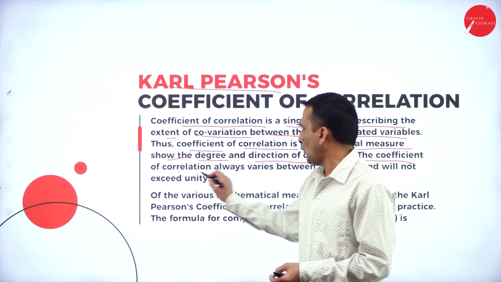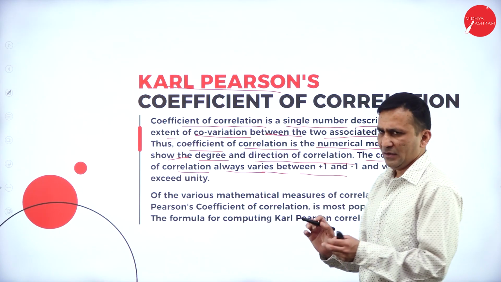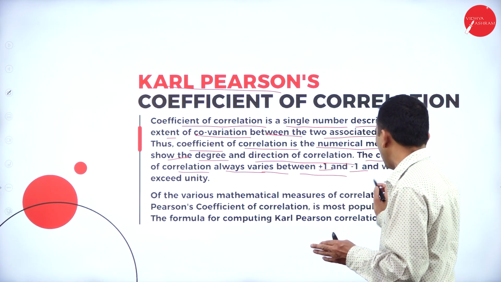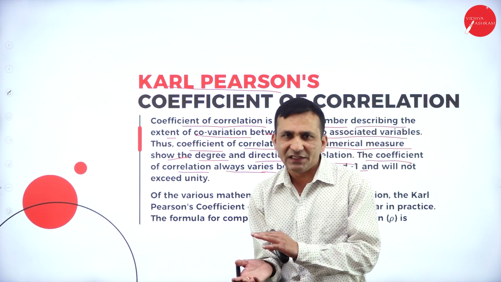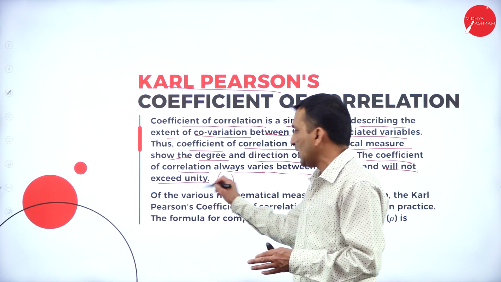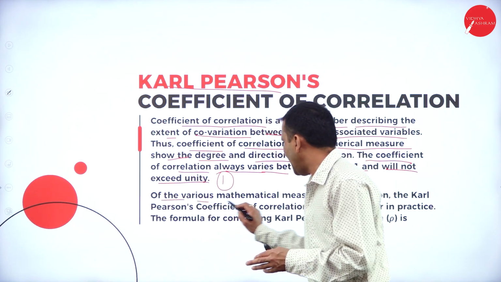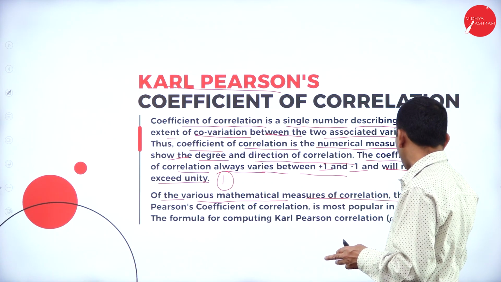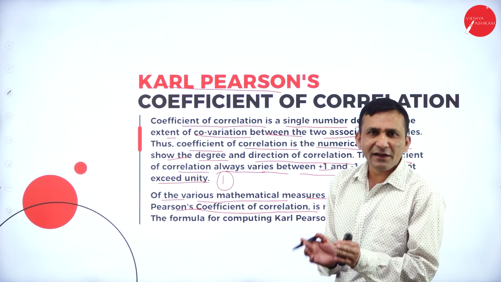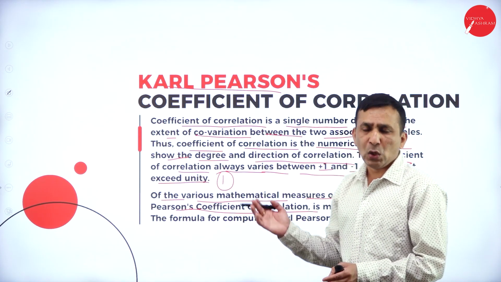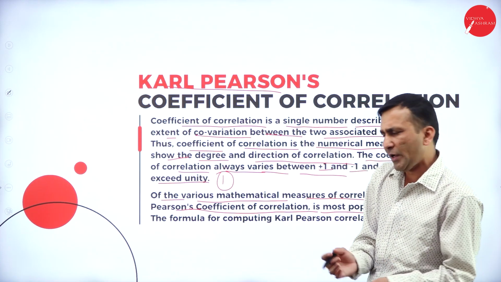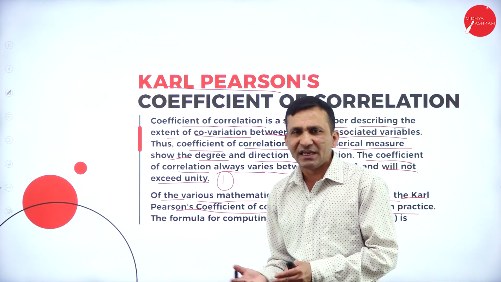The coefficient of correlation always varies between +1 and -1. If it is 0, there is no relation. It will not exceed unity, and unity is always one. Of the various mathematical measures of correlation, the Karl Pearson coefficient of correlation is very commonly used. It is the most popular in practice, and most areas use Karl Pearson.